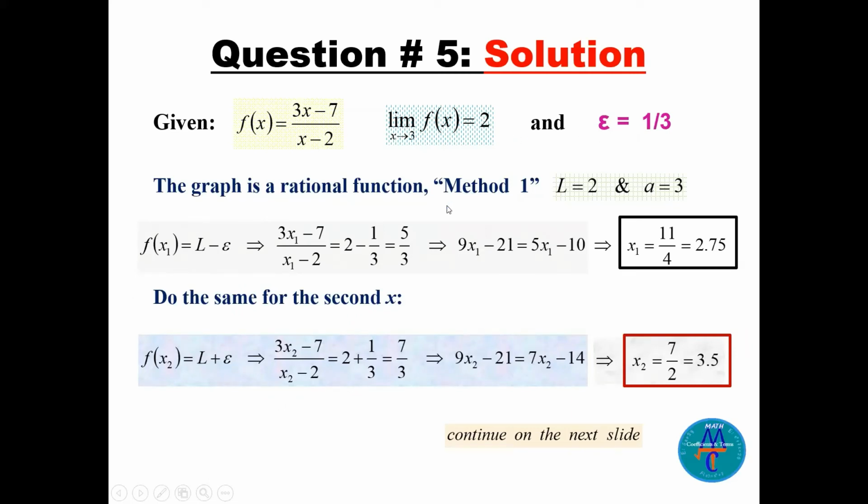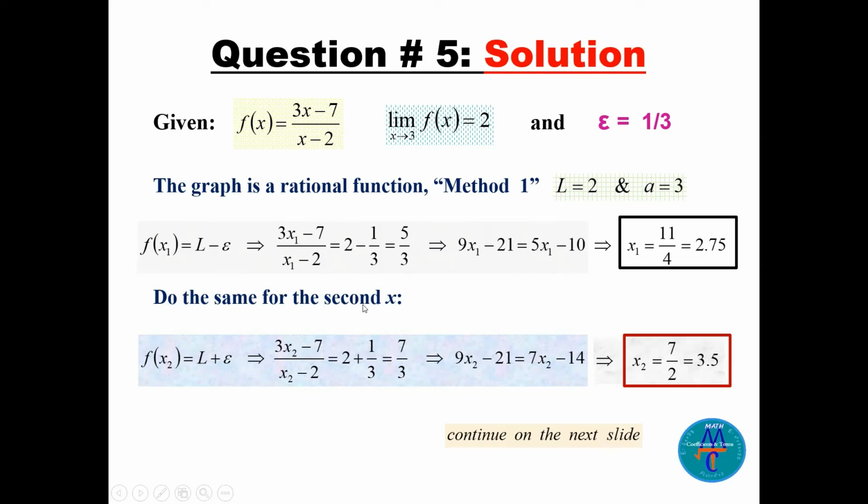Let's use method number 1. Let's find x1 and x2. You know the story now. F of x1 is equal to L minus epsilon. So we write 3x1 minus 7 over x1 minus 2 is equal to 2, the limit, minus 1 over 3. So this becomes 5 over 3. Cross multiply now. 3 times 3x1, so that's 9x1 minus 21 is equal to 5x1 minus 10. So x1 will be 11 over 4, which is 2.75.